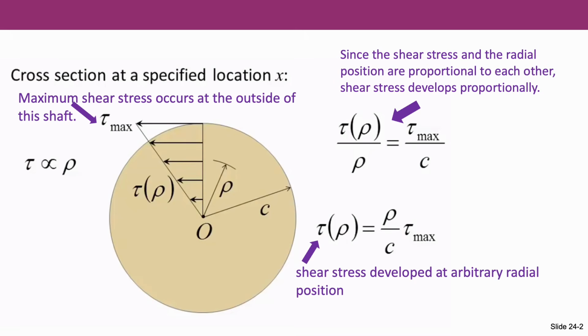As we derived earlier, since the shear stress tau and radial position rho are proportional to each other, shear stress develops proportionally with rho, with the maximum shear stress tau max occurring outside of this shaft at the position rho equals c at the radius. Therefore, based on this proportional relation, shear stress at any arbitrary radial position, tau rho divided by rho, is equal to tau max over c. Tau max is a constant, therefore we can express the shear stress developed at an arbitrary radial position as follows: tau rho is equal to rho over c times tau max.